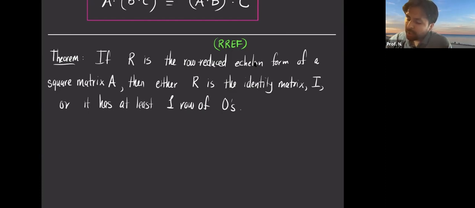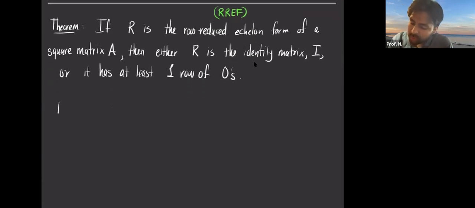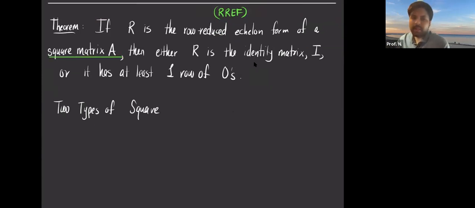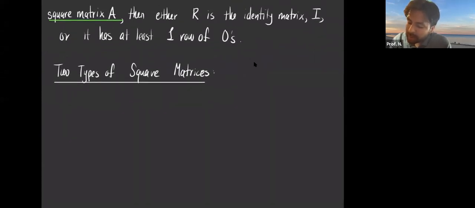And associated with that are also two ways to distinguish square matrices. So there are two types of square matrices. Again, this is all about square matrices now. We're heading into the world of square matrices. Two types of square matrices: there are what are called singular versus non-singular.